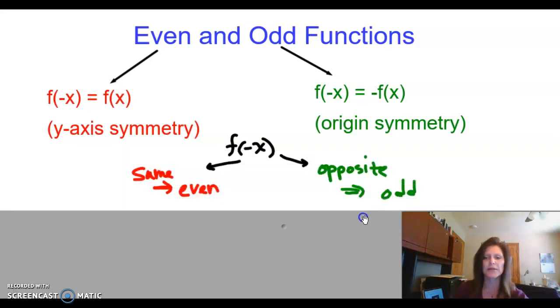Another way to think about this, and I look for ways to kind of help my mind remember, is when I find f of negative x, that's my test. If I get the same, it's even. If I get the same result as the original, that's even. Same and even, those words kind of seem similar to me. If when I put in the negative x, I get the exact opposite of what I started with, then the O's go together and I get an odd function.